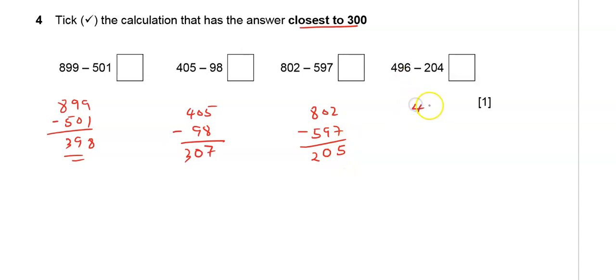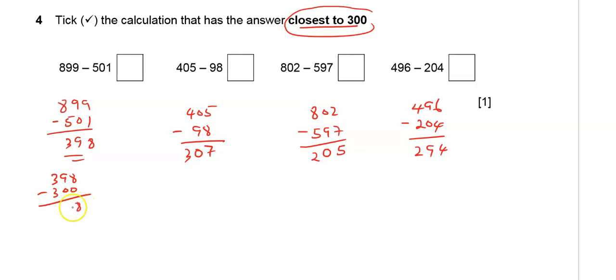Then lastly, 496, take away 204, this will give us 292. So which is closest to 300? Let's find the difference between 398 and 300. This is 8, 9, so 99.